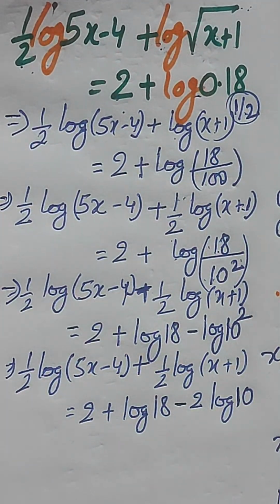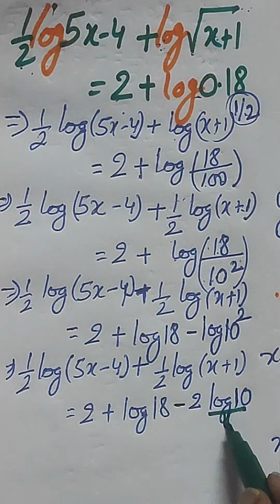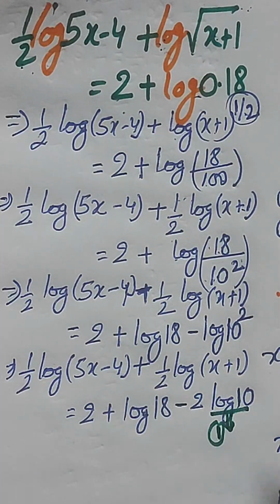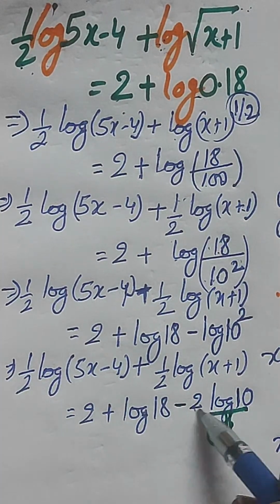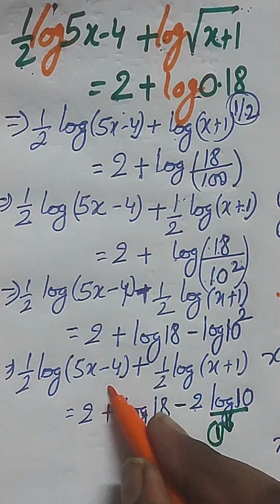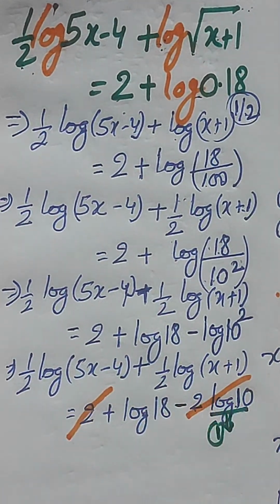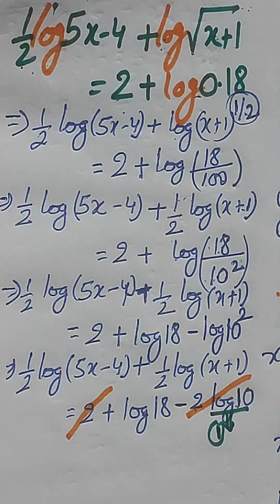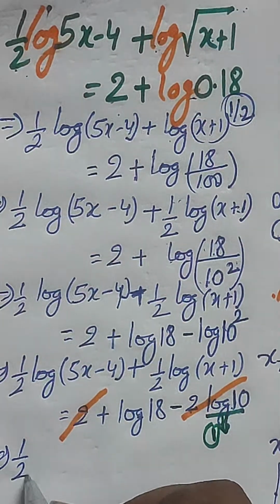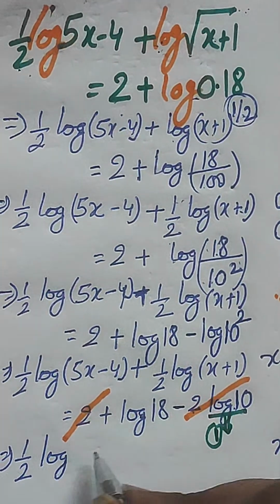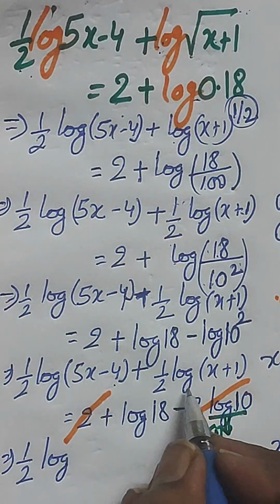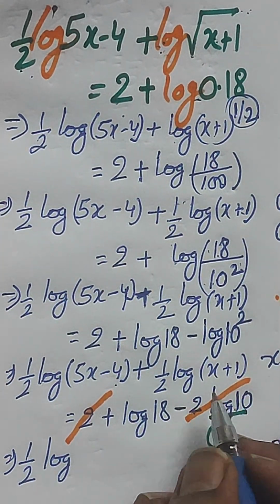And here you can see log 10 is nothing but 1, right? Log 10 is nothing but 1. So here you can see minus 2 into 1 is minus 2. So in this way this 2 and minus 2 log 10 can be cancelled, right? And we have our equation with us, that is half of log of 5x minus 4, right, plus half of log x plus 1, right?